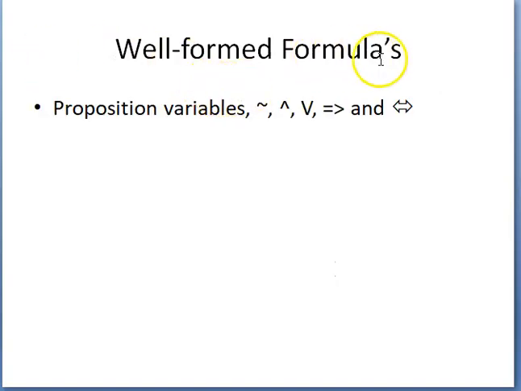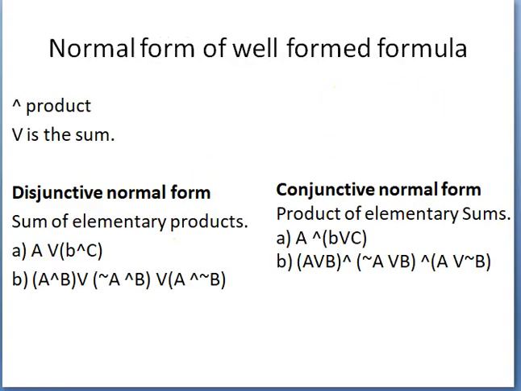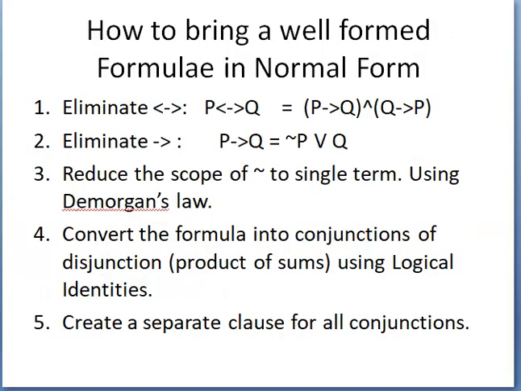So we know that a well-formed formula is a formula which consists of propositional variables, negation, and, or, imply and double imply. In a previous video we have already looked at the normal form of a well-formed formula, which is a disjunctive normal form if it is a sum of elementary products, and a conjunctive normal form if it is a product of elementary sums. Now in this video we will look at how to convert a sentence from a well-formed formula into the conjunctive normal form. So let us look at the steps first.